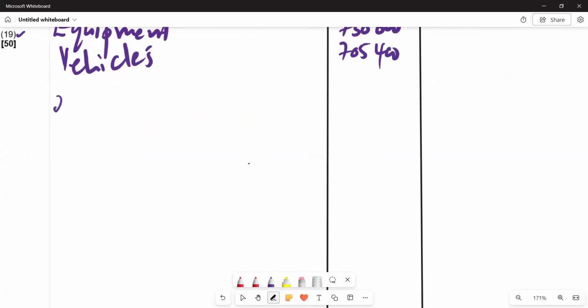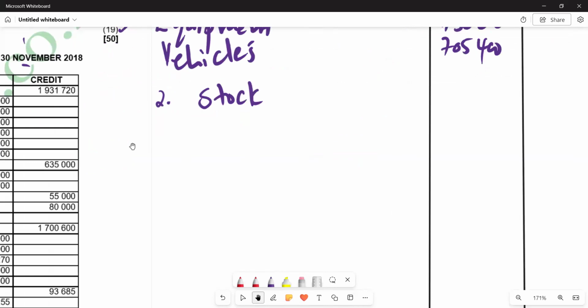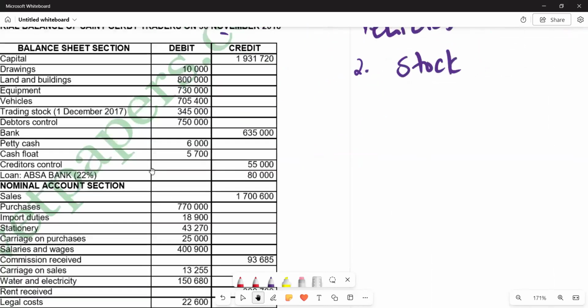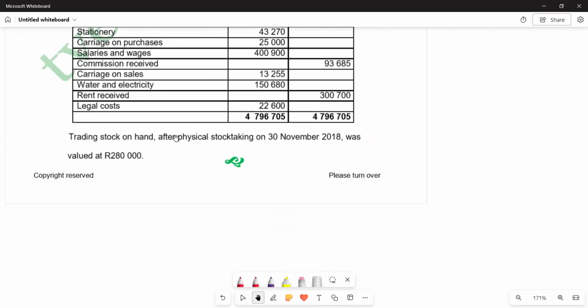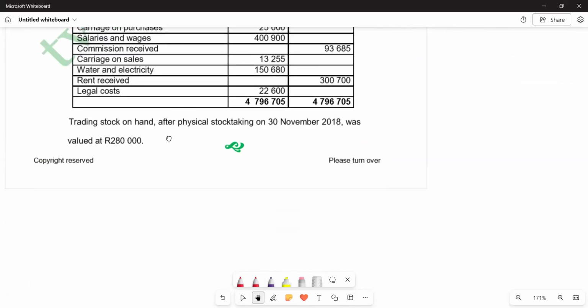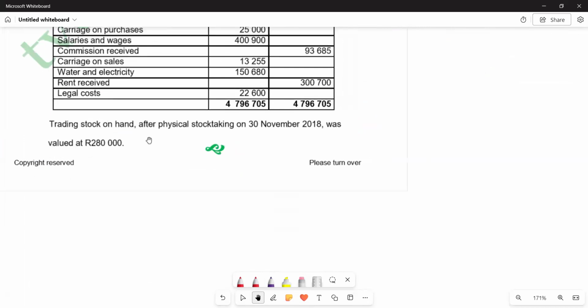Stock. Then we are going to take as stock. So for stock, we go there again to see which stock is mentioned in the question. But remember, the stock that's supposed to come in the notes is the stock that is the closing stock. So you see that below the trial balance, you're told that trading stock on the end after physical stock taking on 30 November 2018, which is the year end, was valued at 280,000.